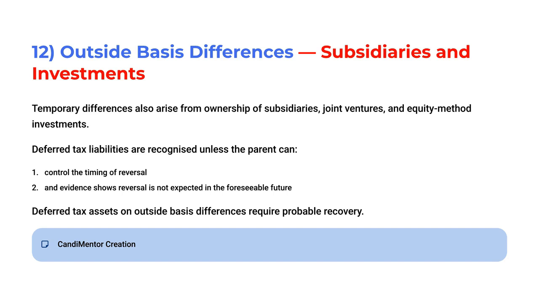Outside basis differences, subsidiaries and investments. Temporary differences also arise from ownership of subsidiaries, joint ventures, and equity method investments. Deferred tax liabilities are recognized unless the parent can control the timing of reversal, and evidence shows reversal is not expected in the foreseeable future. Deferred tax assets on outside basis differences require probable recovery.